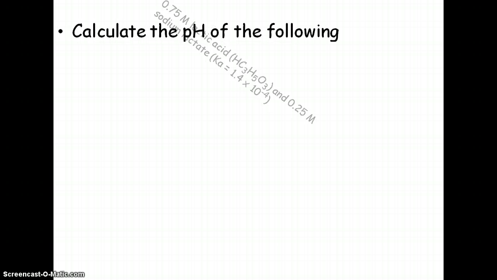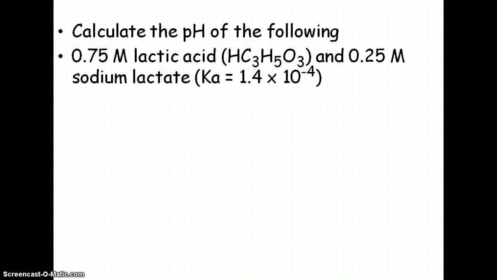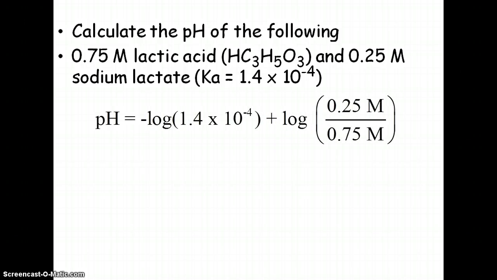All right, so an example of Henderson Hasselbalch: calculate the pH of the following, a 0.75 molar lactic acid solution and a 0.25 molar sodium lactate solution, given that our Ka is 1.4 times 10 to the negative 14th. All right, so we're going to plug all this in, knowing that pKa is the negative log of the Ka, and then we have the log of the conjugate base over the acid. Once you plug all that into a calculator, you'll see that the pH is 3.38.